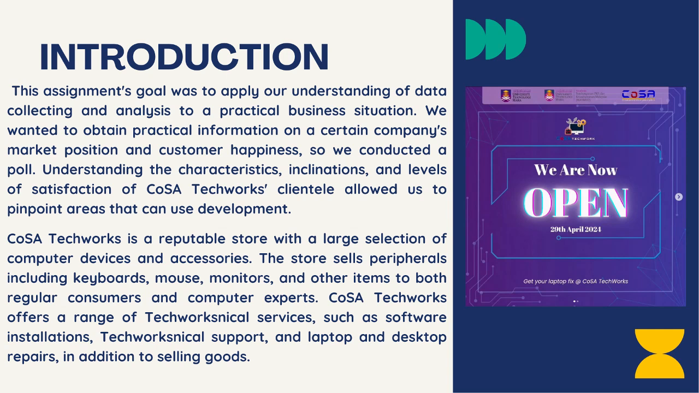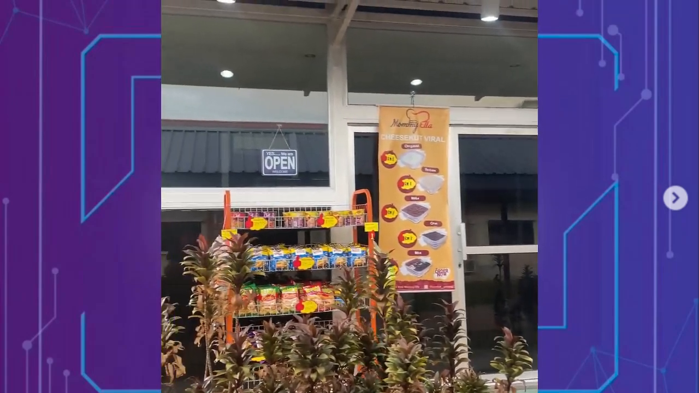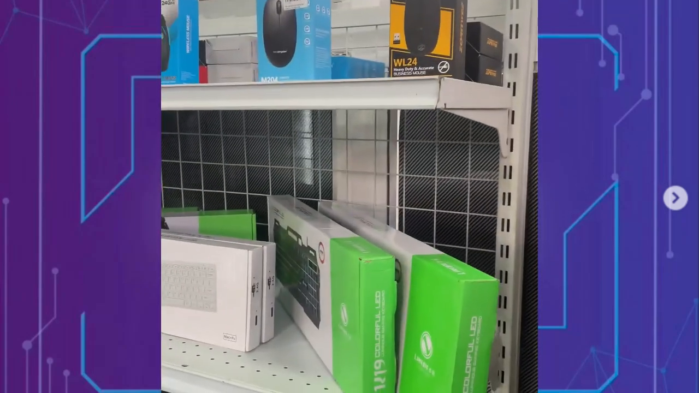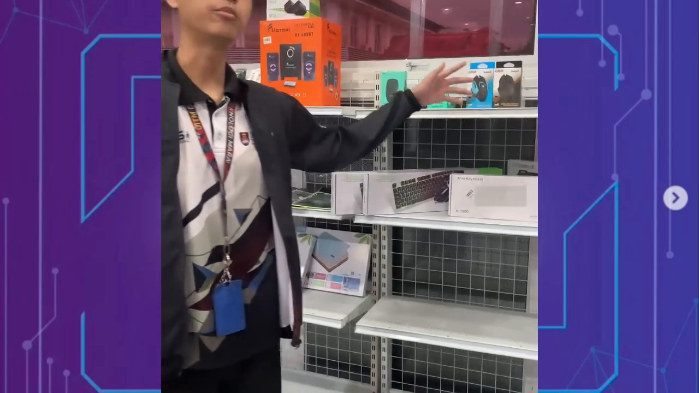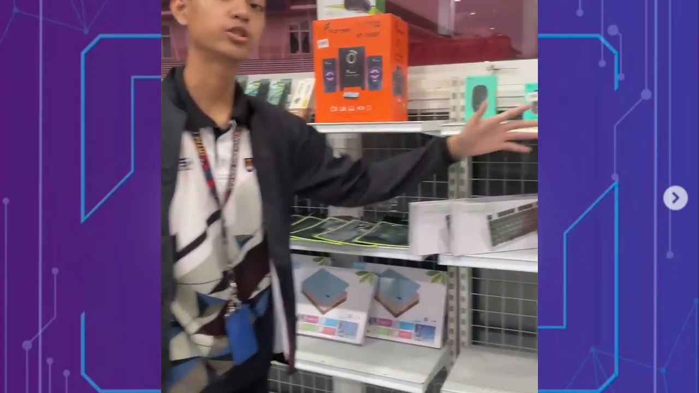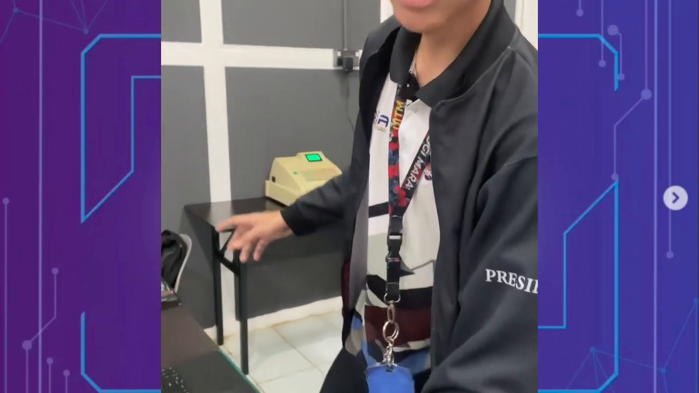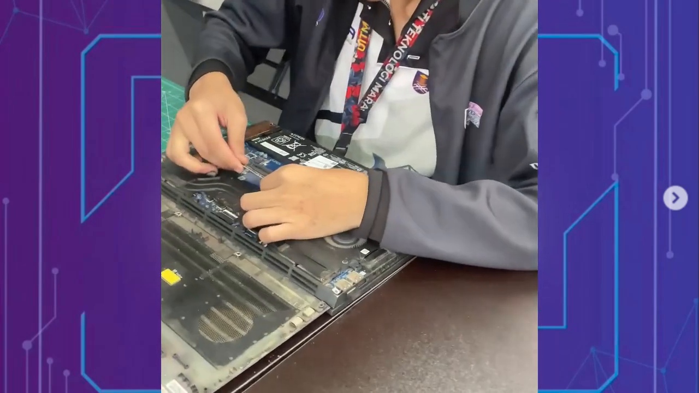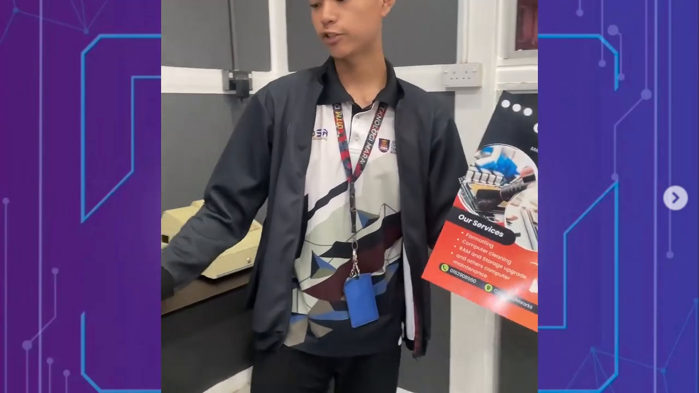For the company overview, we did a survey about Cosatec Works. Their reputation is a reputable store with a wide selection of computer devices and accessories. Their products contain gadgets such as keyboards, mice, monitors, and other peripherals for regular consumers and computer experts. They also do services and technical support and such.